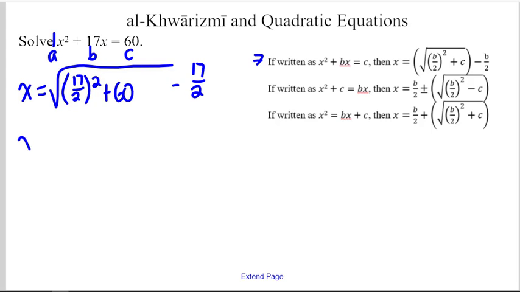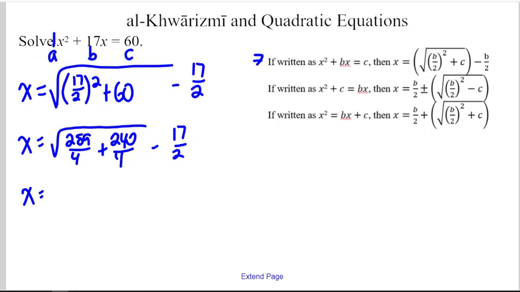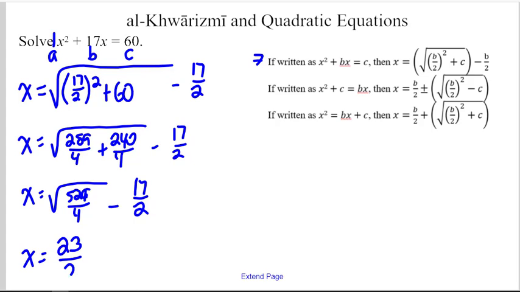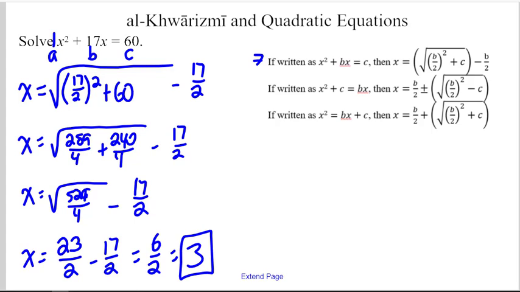17 halves. So I'm going to square the 17 halves first, which gives me 289 fourths. So I'm going to change this to 240 fourths so that I can actually add them together. This then will give me the square root of 529 over 4, and then we'll subtract the 17 halves. Well, 529, its square root is 23. Square root of 4 is 2. So now I have 23 halves minus 17 halves. That's 6 halves, which is 3. So the positive root for this quadratic equation is 3.